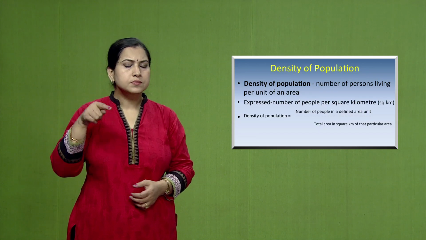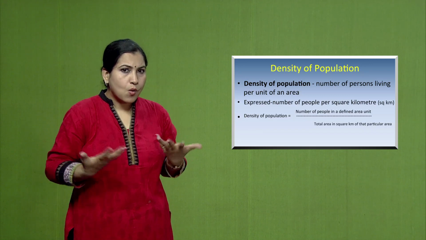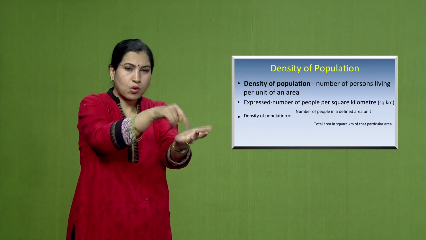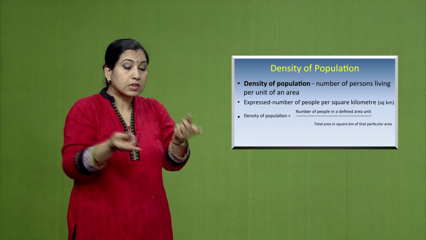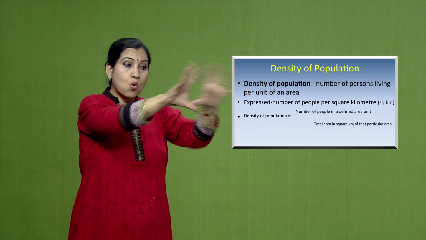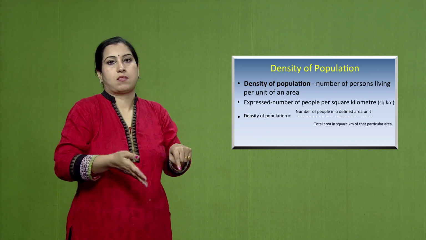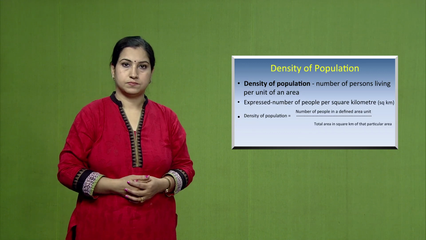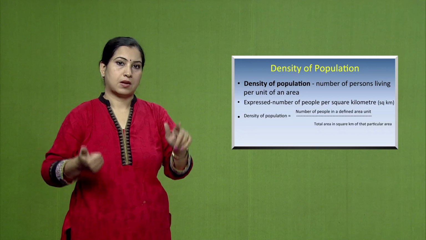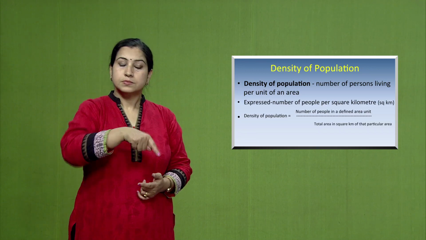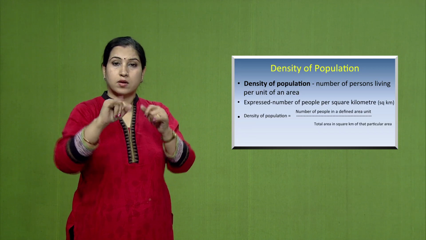For taking out the density, the number of people living in a specific territory is divided by the total area of that territory. This provides an average number of persons living per square kilometer in the territory.